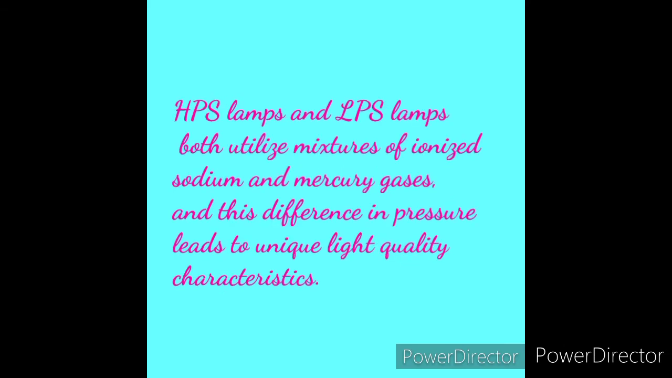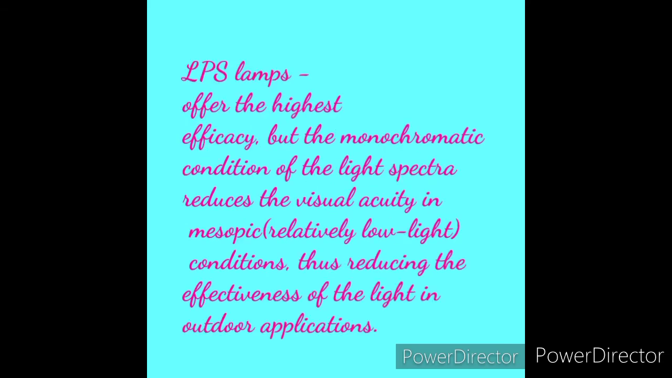HPS lamps and LPS lamps both utilize mixtures of ionized sodium and mercury gases, and this difference in pressure leads to distinct light quality characteristics. LPS lamps offer the highest efficacy, but the monochromatic nature of the light spectrum reduces visual acuity in mesopic, relatively low light conditions, thus reducing the effectiveness of the light in outdoor applications.